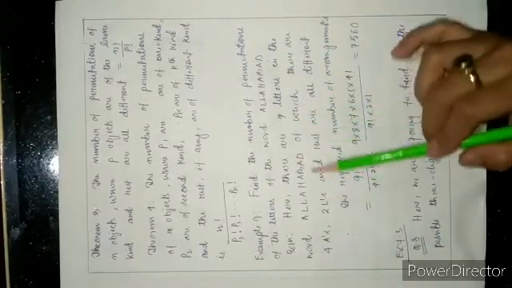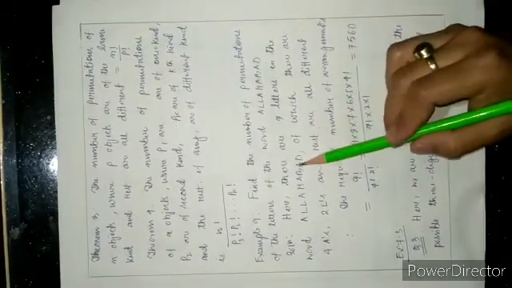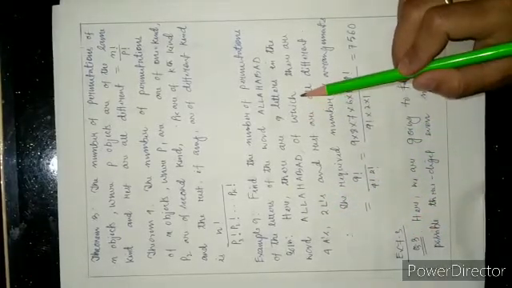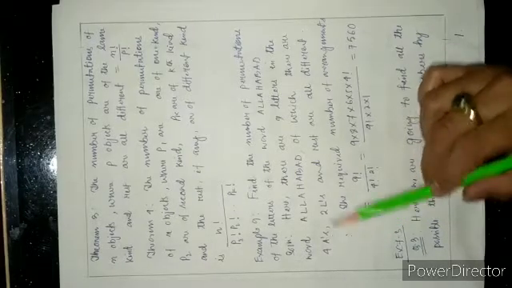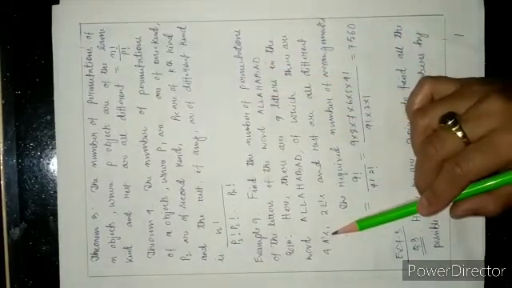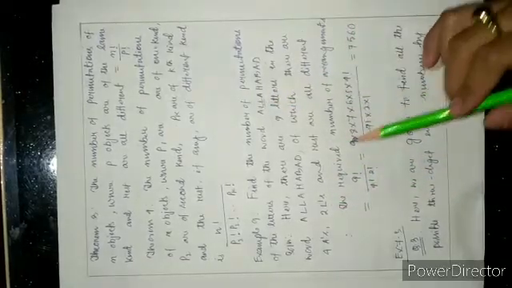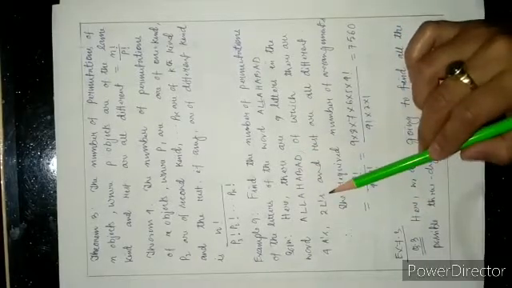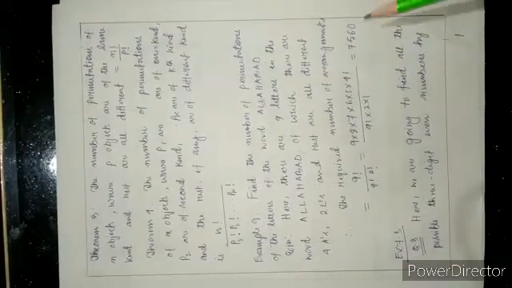Here there are 9 letters in the word Allahabad. 1, 2, 3, 4, 5, 6, 7, 8, 9. Of which there are 4 A's. The letter A appears 4 times and the letter L appears 2 times. The A is the letter that repeats 4 times, the L is the letter that repeats 2 times, and the rest are all different.